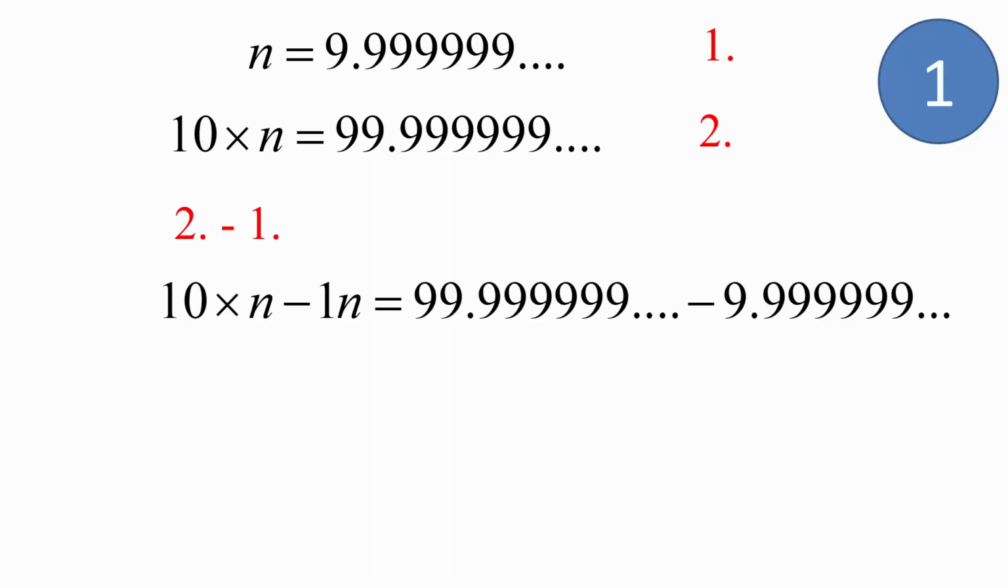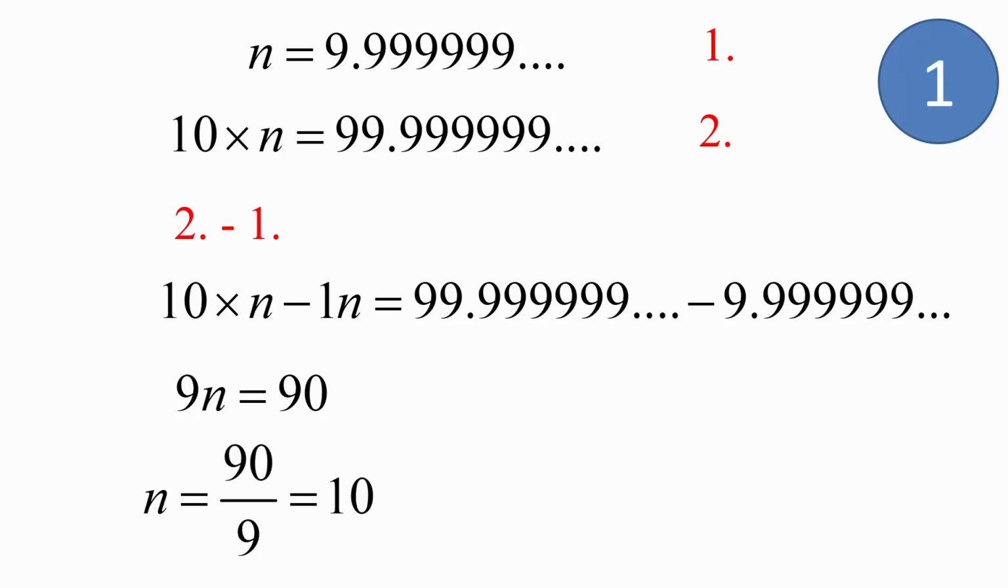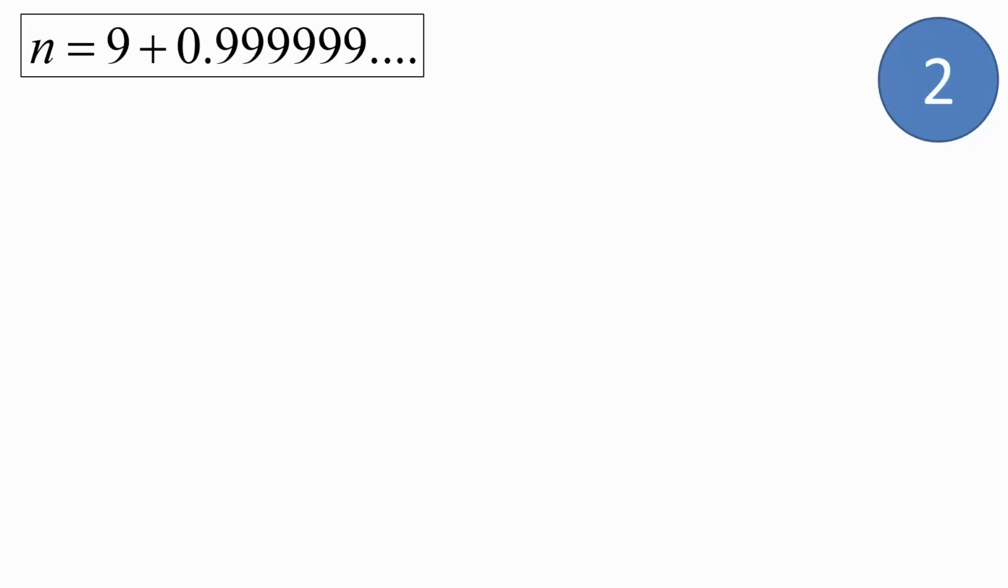On the left, 10 times n minus 1 times n gives us 9n, and on the right, the decimal parts of each decimal cancel, and we're left with 99 minus 9, which is 90. Now what does that mean? It means 9 times something equals 90, so n will be 90 divided by 9, which is 10. So we started with saying n is 9.999 ad infinitum, and we ended up by finding that n equals 10. Contradiction? Let's move on. Here's another way of looking at the situation.